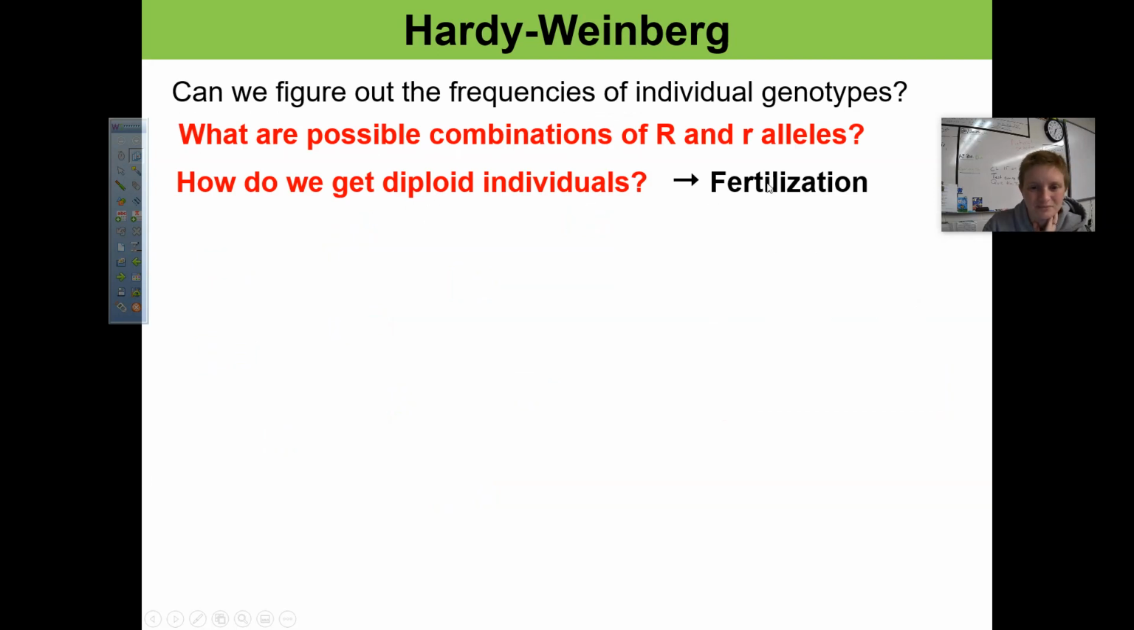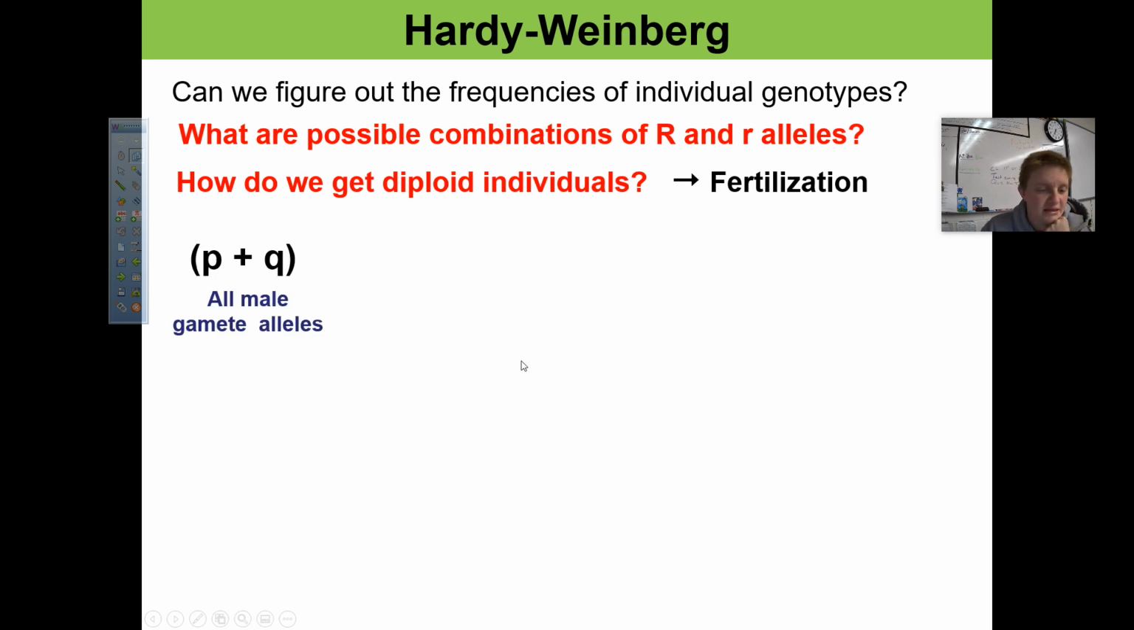Okay, so can we figure out genotypes, though? How many big R's there are? Or how many little r's? Or how many big R, little r's? How do we get those diploids? Remember, it's through fertilization. The sperm entering the egg, each one bringing an R with them, right?